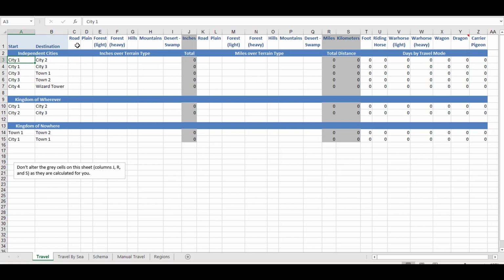And then we have our inches over terrain type. That's what this is. This is our measurements from our map. So maybe it's, let's say, 0.25 inches between these two locations, and down here we'll say it's 1 inch. I'm just going to add some numbers here.